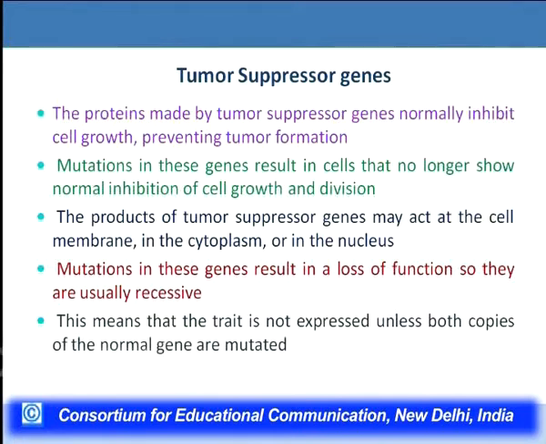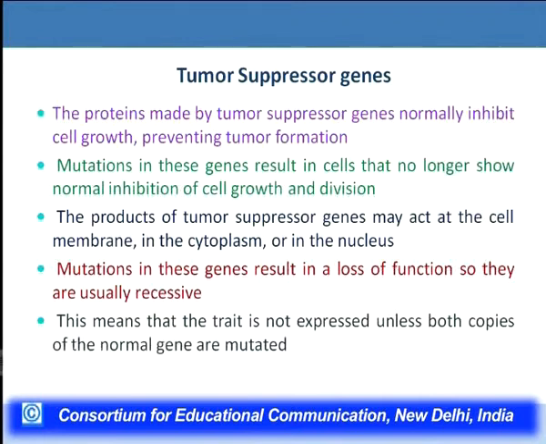Mutation in these genes results in a loss of function, so they are usually recessive. In the proto-oncogenes we saw a gain of function mutation, but herein the protein is not able to inhibit, so there is a loss of function mutation. So mostly these mutations are recessive.